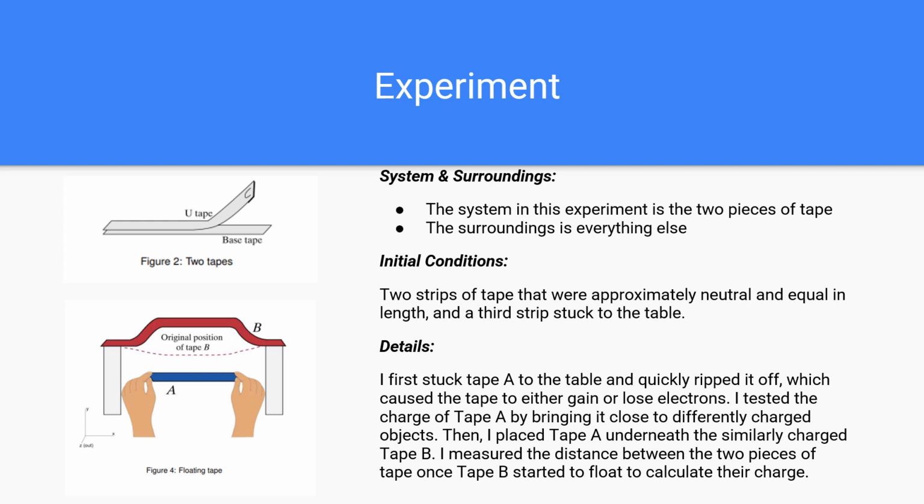To give some details on the experiment itself, I first stuck tape A on the table and ripped it off, which caused it to either gain or lose electrons. Then I tested the charge by bringing it close to differently charged objects, such as my hand and a pen. Then I placed tape A underneath tape B, which was assumed to have a similar charge, and measured the distance between the two pieces once tape B started to hover with tape A under.